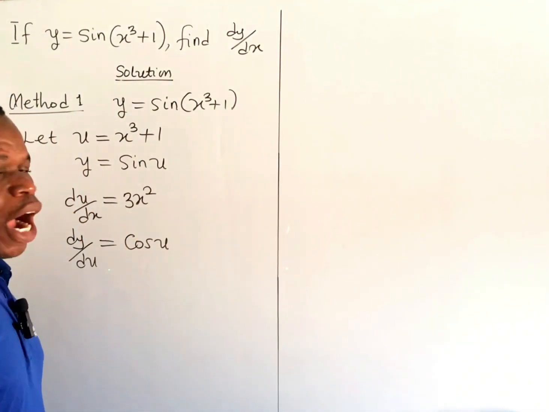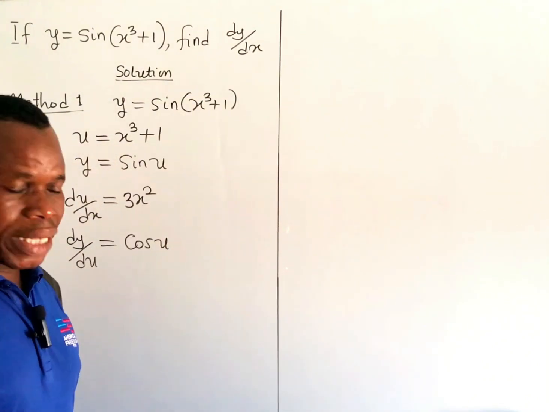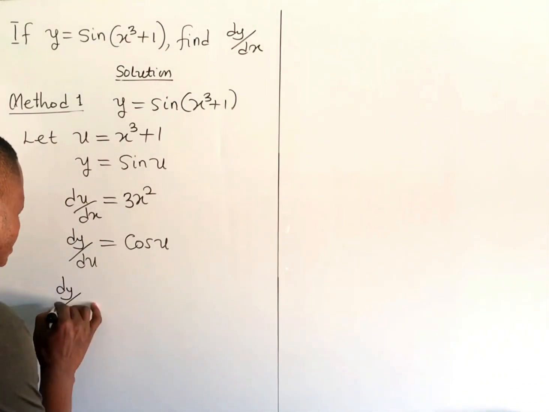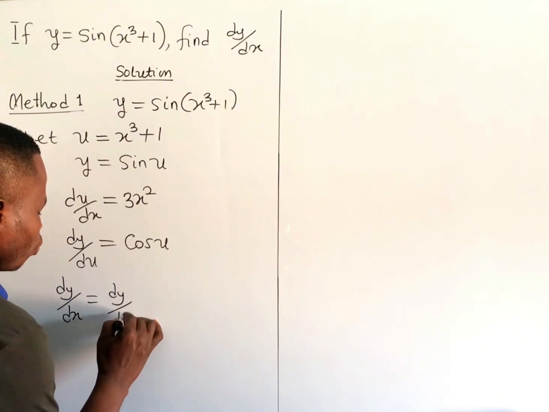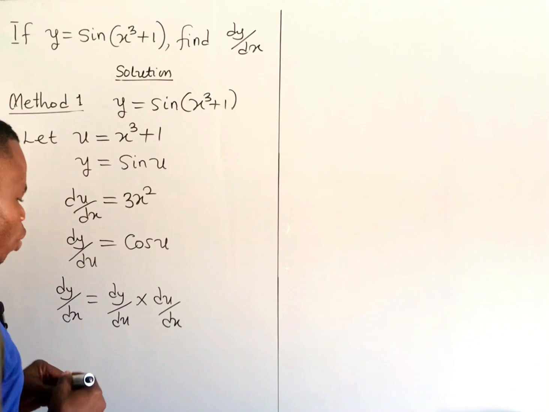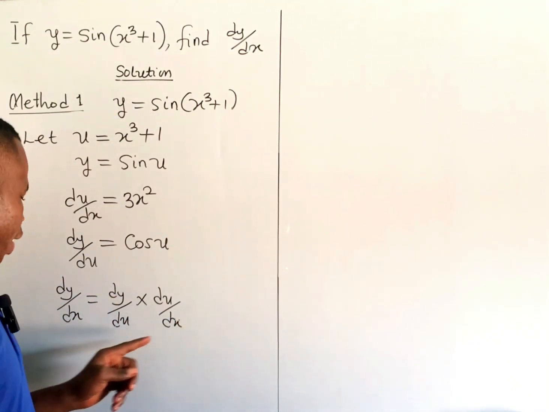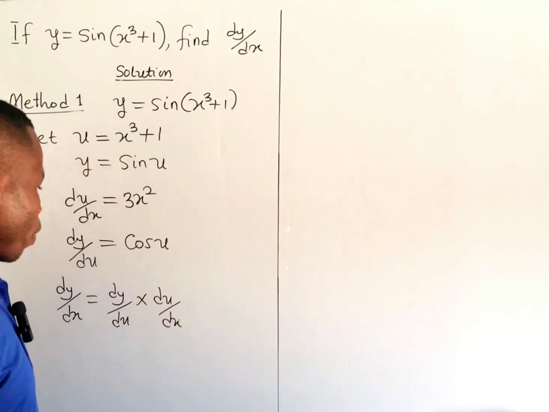After this, I will now use the chain rule to find my dy dx. And the chain rule will be dy dx is equal to dy du times du dx. We are doing that because this will take away this, then you still have dy dx here. And this is what we call the chain rule.